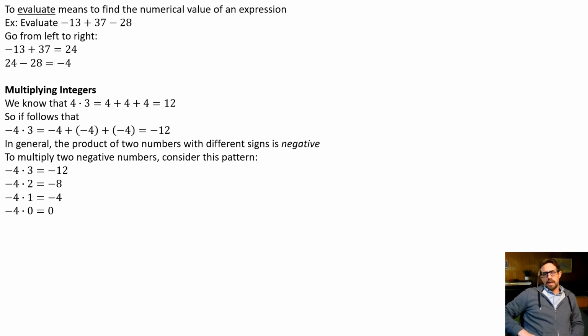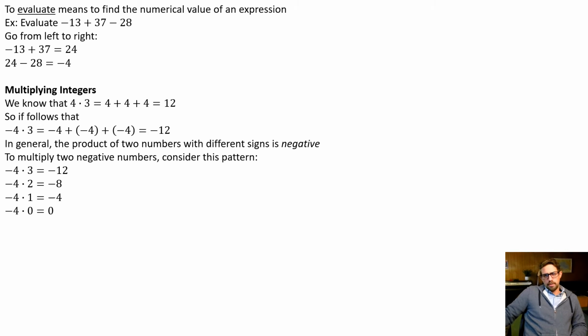Okay, so we just established that negative 4 times 3 is negative 12. By that same logic, negative 4 times 2 is negative 8. Negative 4 times 1 should be negative 4. Obviously, anything times 1 is itself, and anything times 0 is 0. Hopefully you knew that, right? So negative 4 times 0 is 0.